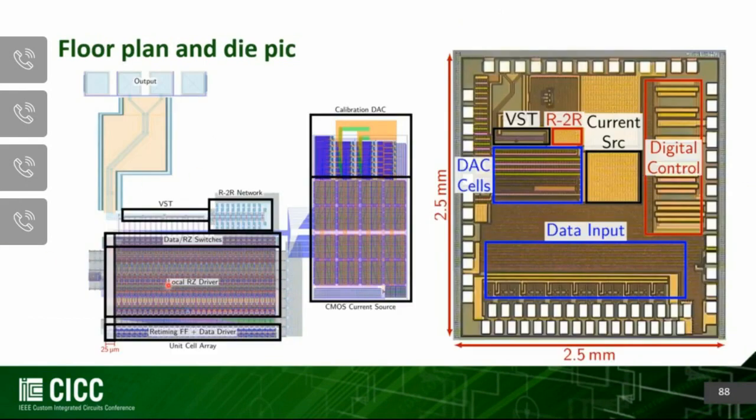This is the layout and the floor plan, and the complete chip view is on this side. So you can see the most current sources on the right, away from the switching, together with the calibration DAC. The R2R network is right over here in light blue. And the shape of all this stuff is really not that important, because anyway, it's being calibrated.